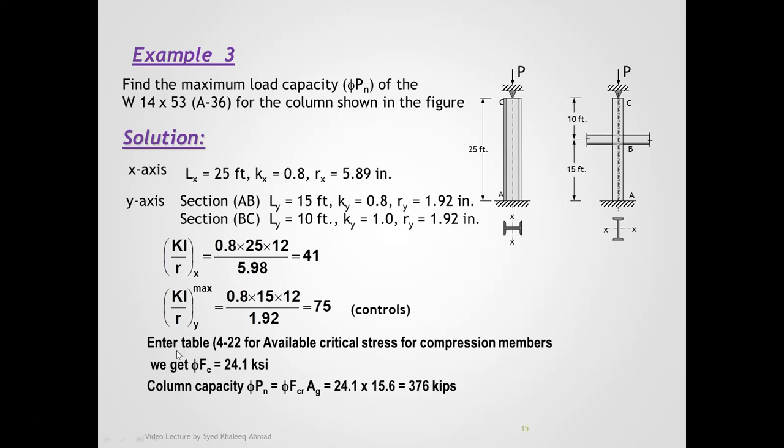Now we see here the value is 24.1. Once you get this value, you can calculate the column capacity. Phi Pn is equal to phi Fcr into the gross area. The gross area we have already seen from the previous table for steel sections. So 24.1 multiplied by 376 kips. With this we complete this example for the design strength of the section.